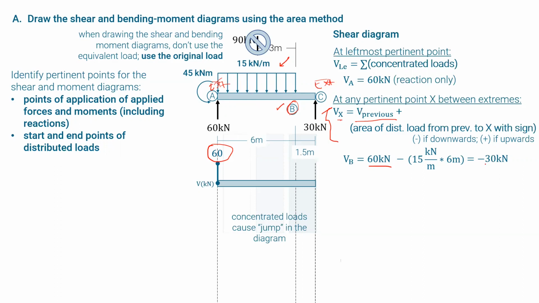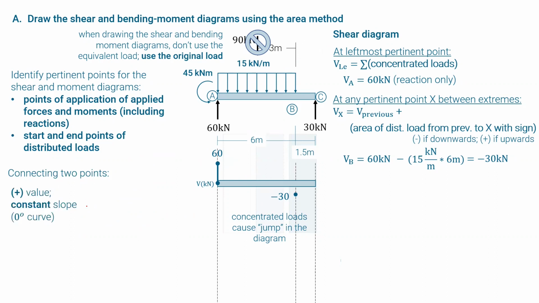Ayun na. Solve mo na lang yan. You get negative 30. Ibig sabihin, you know that at VB, meron kang negative 30 na shear. So yung question now is, how do you connect the 60 and the negative 30? So meron tayong guide dito sa kaliwa on how to connect 2 points kapag ang pinanggagalingan mo is a constant slope. So you can see here that you have a constant slope, okay, loading curve.